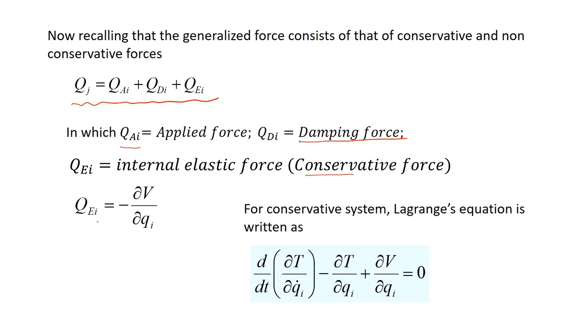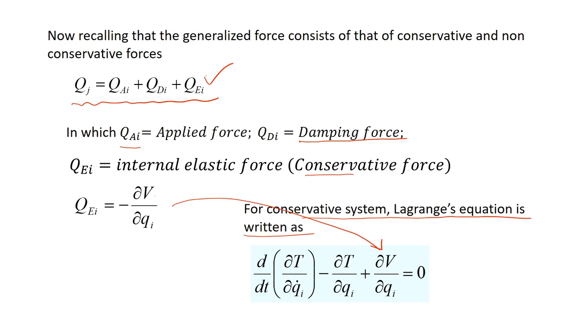Therefore, Q e i we can write as minus del V by del q i. For a conservative force field, if V is the potential, then we can write del V by del q i. So for a conservative force system the Lagrange's equation can be modified. The Q j that was on the right hand side earlier now consists of only the elastic part, so we write minus del V by del q i, and it is brought to the left with a plus sign. So this is Lagrange's equation for a conservative force system.